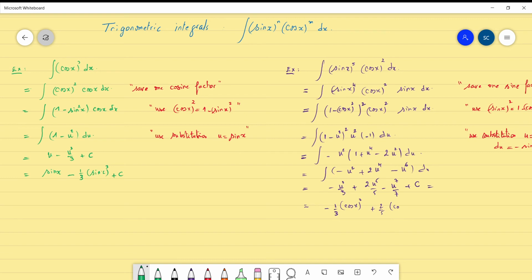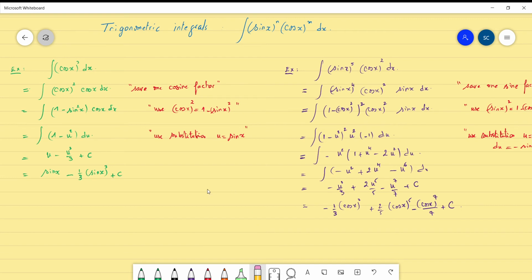Sine x, okay? So I made a mistake. Now let's come back here. It's cosine x to the power 5 and finally cosine x to the power 7 over 7 plus a constant. Okay, great.